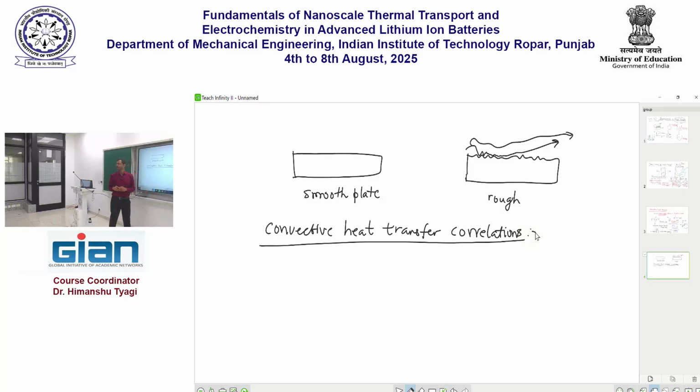These are equations which create a connection between H as a function of the velocity, the properties, nu, alpha, etc., and the geometry as well.